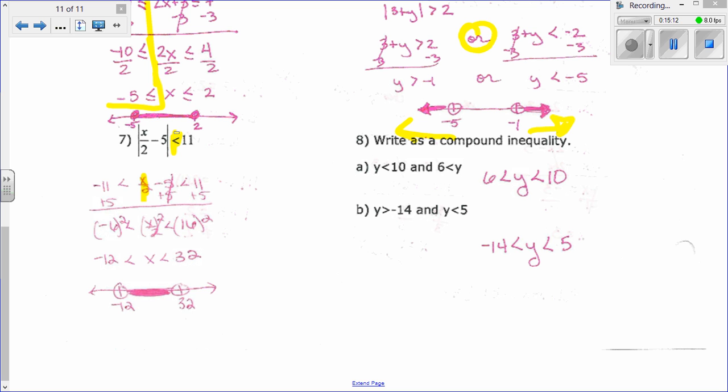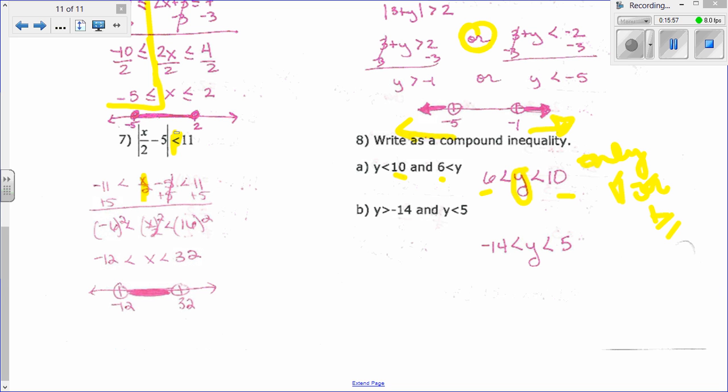Number 8 is actually a really easy problem to write as a compound inequality. You always put your smallest number on the left. Over here it is 6. And you put the largest number on the right, which is 10. You put your variable in the middle, which in this case is y. And then you either use less than signs or less than or equal to signs. Never greater than signs. It's not liking when I write less than or equal to. So it's either less than or less than or equal to.